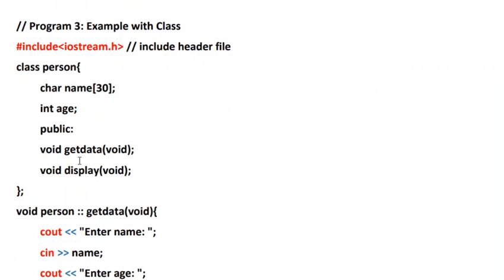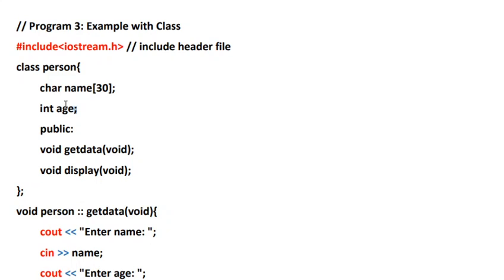Now likewise, here we have a third program that tries to further elaborate on the example of the program in C++. This third program is capable of expressing the class characteristics of C++. Here I have included the header file iostream.h. Now I have a class person. I have the private members in this particular class, that is name and age.